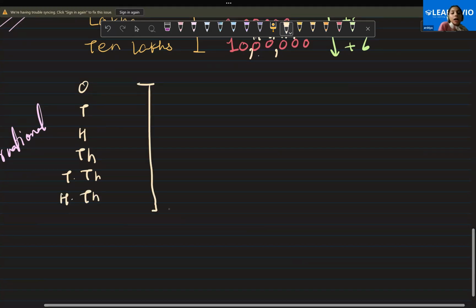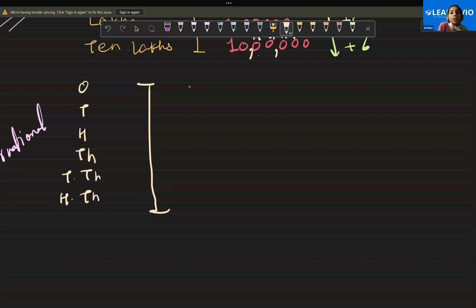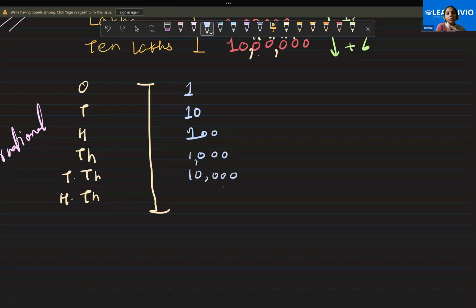Now, how many zeros are there in one? There's ones, there is no zero, so I'll just write one. In tens, we have one zero. In hundreds, we have two zeros. Thousands, we have three zeros. 10,000, we have got four zeros. And in 100,000s, how many zeros will we have? Can you see the pattern? The zeros are going up, we're adding one by one. So five zeros.